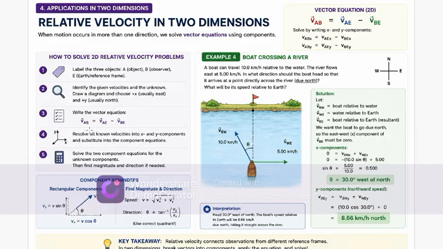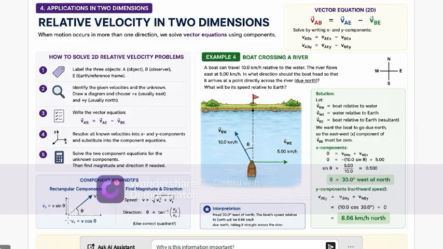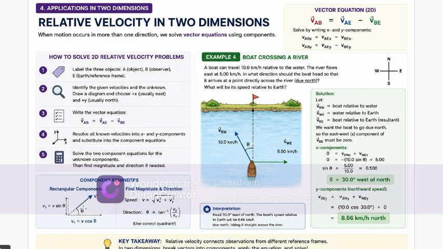What's the vector equation? The same formula, VAB is equal to VAE minus VBE, but in this one we are going to show that it's a vector, which means we are considering direction. The fourth step is to resolve all known velocities into x and y components and substitute into the component equation. So you are going to resolve the velocities into x and y components.